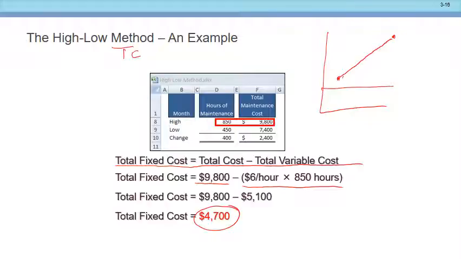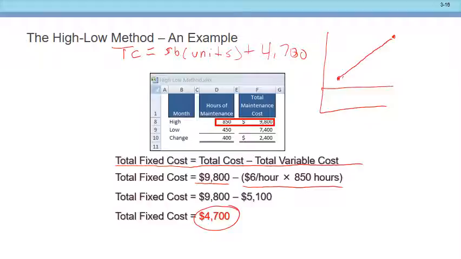Okay, and so now I have a total cost line for my overhead regardless of the level of activity that I have. I know that it's going to be $6, my variable cost per unit, times the number of units, hours, whatever it is, plus 4,700.